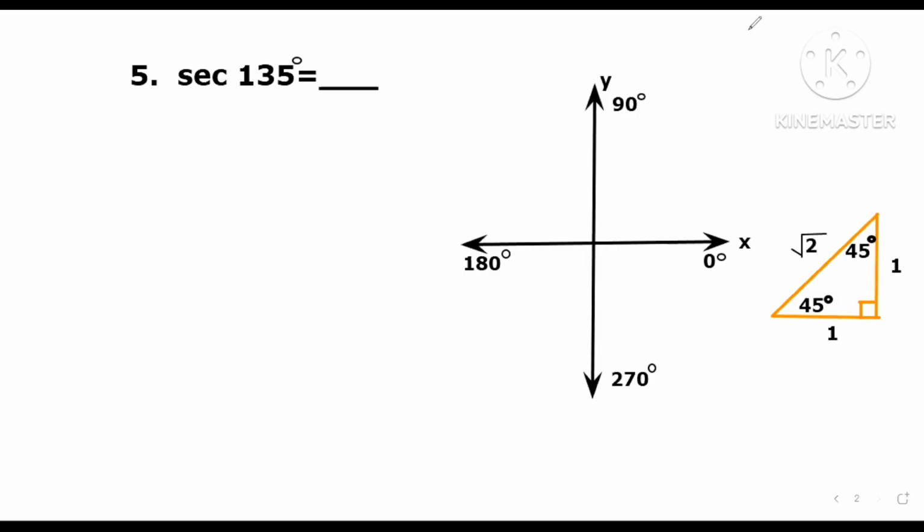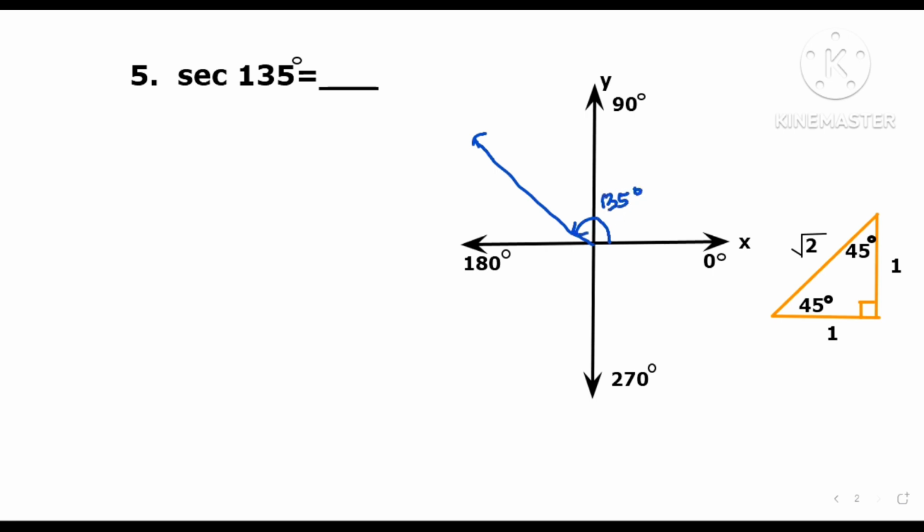Okay, number 5, secant of 135 degrees. So again, let us locate 135 degrees. So 135 degrees is somewhere here in the second quadrant, no? Because that is 90 plus 45. So nandito yan sa gitna, no? 90 plus 45 degrees. So from this point up to this point is 135 degrees.